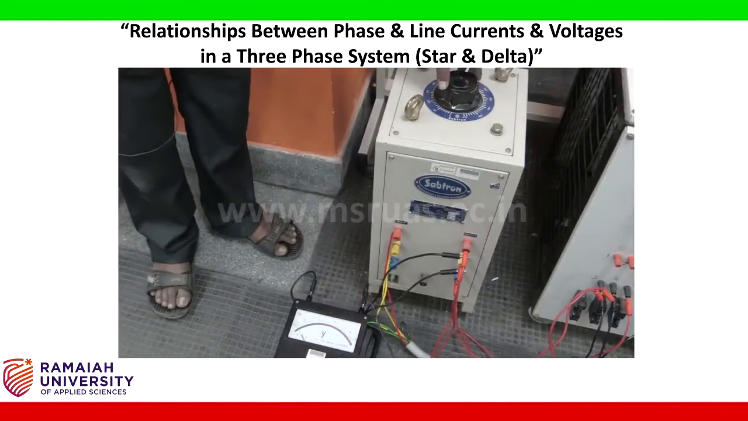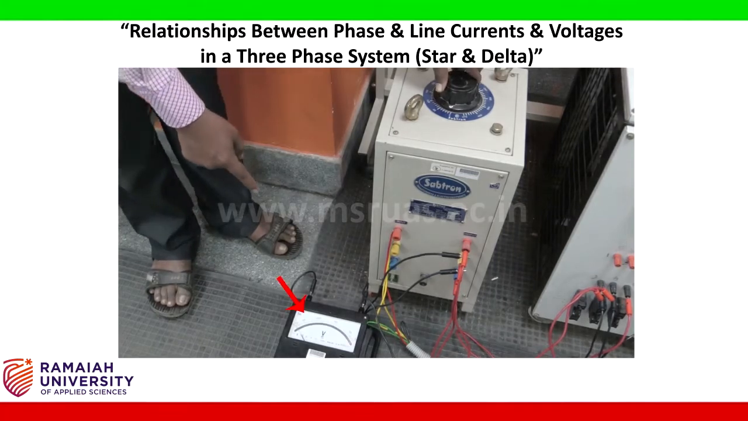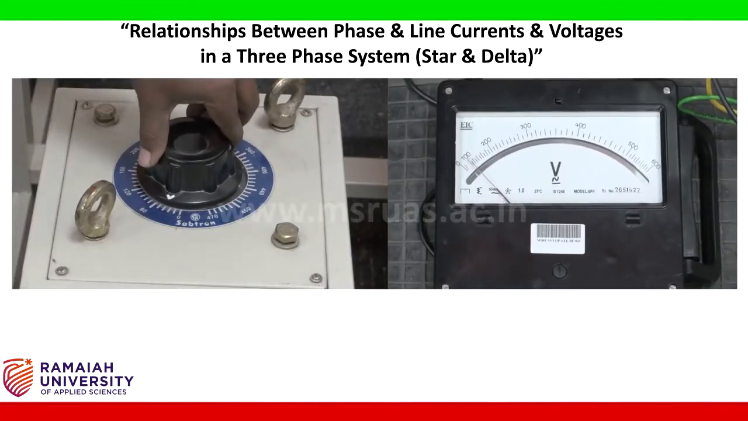Now slowly increase the voltage up to 400 volts by using the variable knob of the 3-phase variac. Here you have to apply the 400 volts by watching the voltmeter. So here the voltmeter is taken as the reference to apply the required voltage.